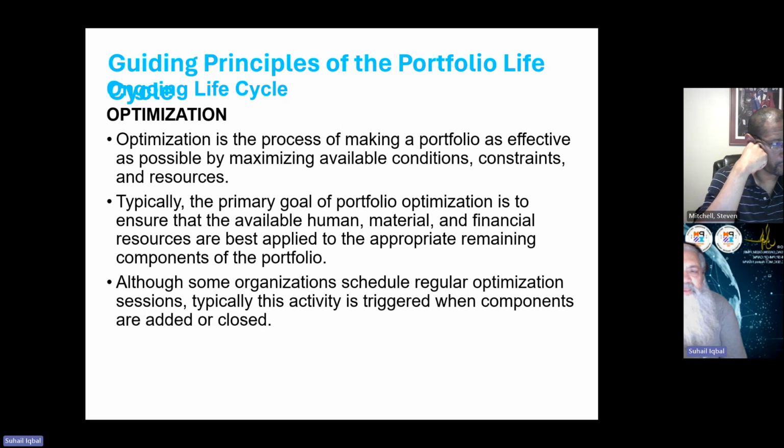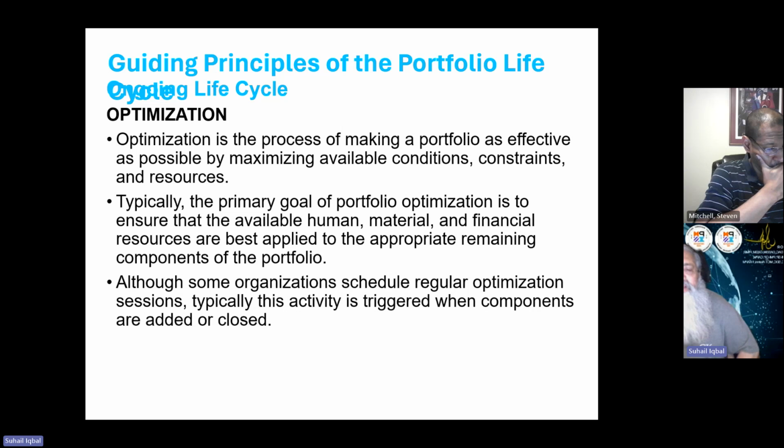Optimization is the process of making a portfolio as effective as possible. It is like a continuous improvement going on by maximizing available conditions, constraints, and resources. We have seen what the risks are, what the problems in the portfolio are. We keep correcting those and ultimately optimizing our portfolio. Typically, the primary goal of portfolio optimization is to ensure that the available human, material, and financial resources are best applied.